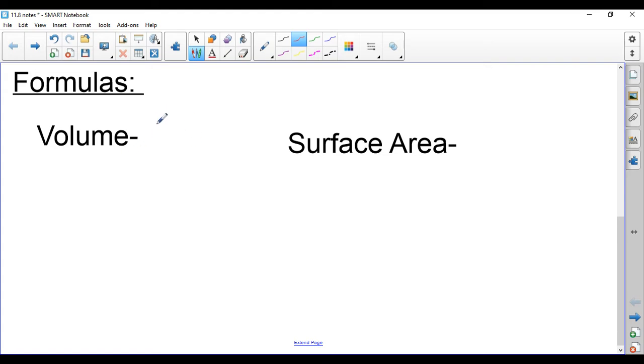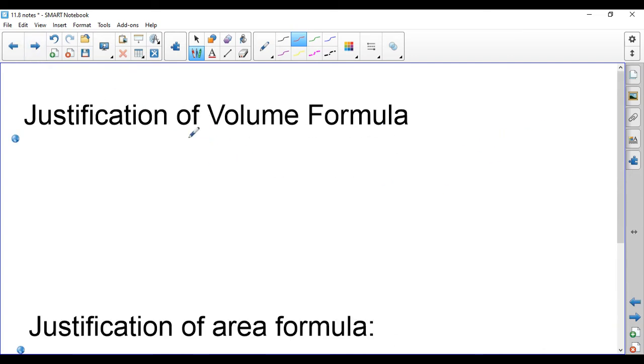Volume of a sphere is 4/3 pi r cubed. Volume is a three-dimensional measurement, so we cube the radius. Surface area of a sphere is 4 pi r squared. The formulas are similar. One has 4/3, the other has 4. I always remember that the 4/3 goes with the r cubed. Volume is three-dimensional. Area is two-dimensional. Here's some justification for why this works.